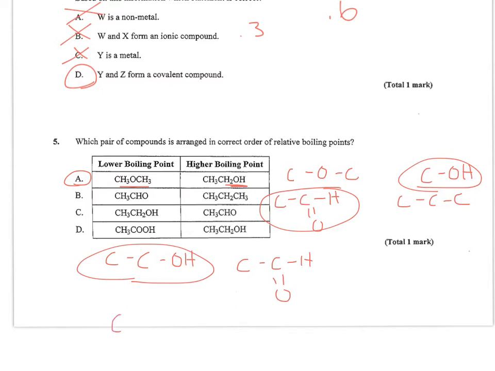And then D, I've got C, and then I've got a double bonded oxygen and an OH group. And then on the right side, I've got C, C, and an OH group. So this one would have the higher melting point. Even though they both have hydrogen bonds, this one's got hydrogen bonds and another fairly polar bond. So only A fits the criteria that the one on the left has the lower boiling point.